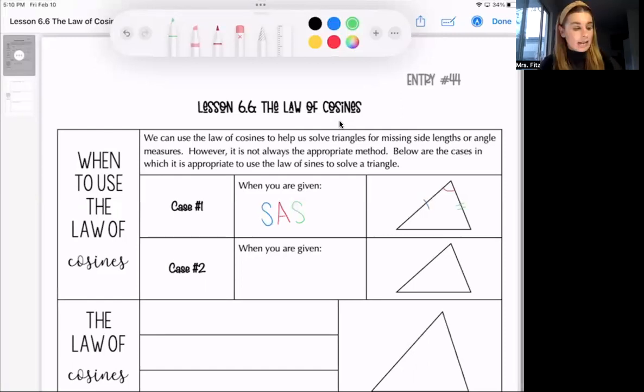The other case in which it might be a good idea to use it is if you're given all three sides but none of the angles. That case would be side-side-side, where you are given all three side lengths of your triangle.